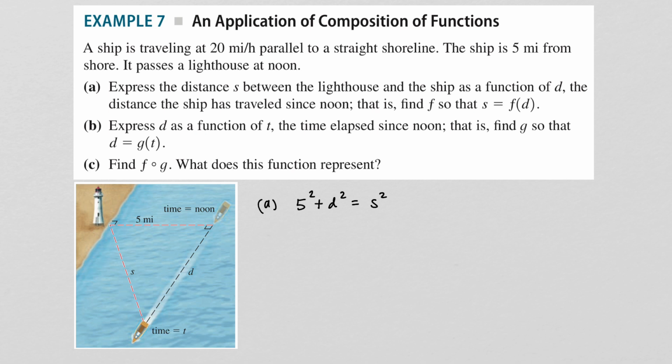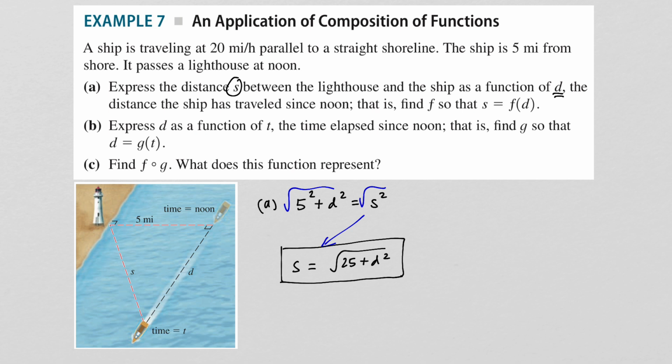So if I want to express the distance s as a function of d, I'm just going to solve for s by taking the square root of both sides. Now if I bring this over to the left side, we're going to get s, and then square root of 5 squared is 25 plus d squared. And so here is s as a function of d.